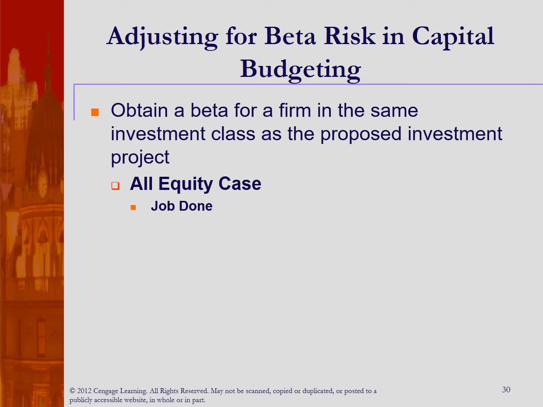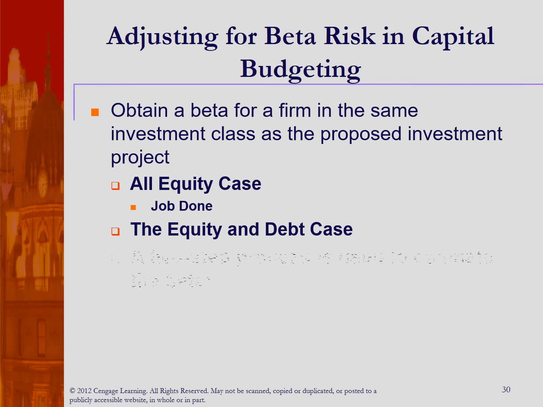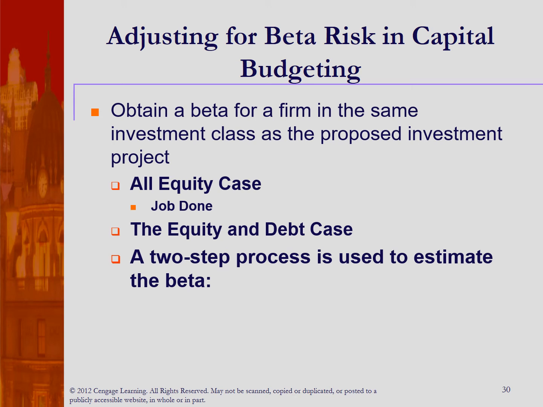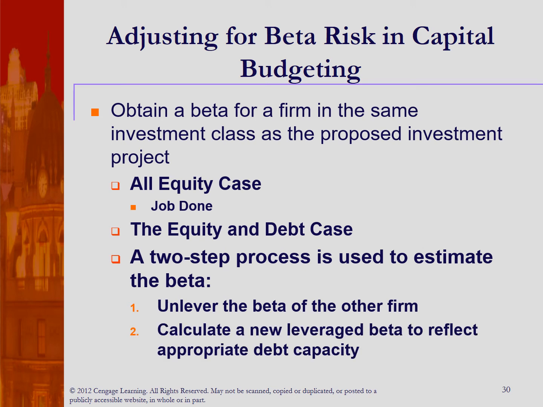If the pure play firm chosen is financed with 100% equity, and if the investment project under consideration is financed with 100% equity, your job is done. If the pure play firm chosen is financed with both debt and equity, and if the investment project under consideration is financed with both debt and equity, a two-step process is used to estimate the beta. First, unlever the beta of the pure play firm. Second, calculate the new leveraged beta to reflect the appropriate debt capacity used in the investment project under consideration.